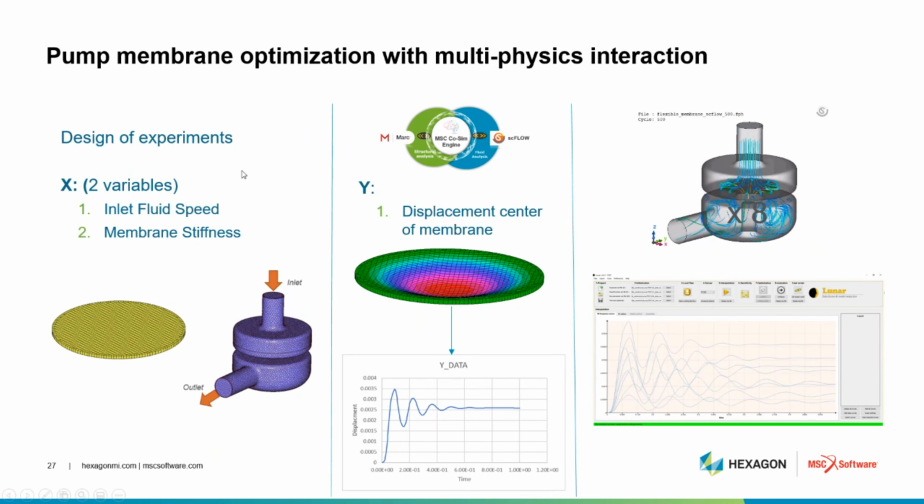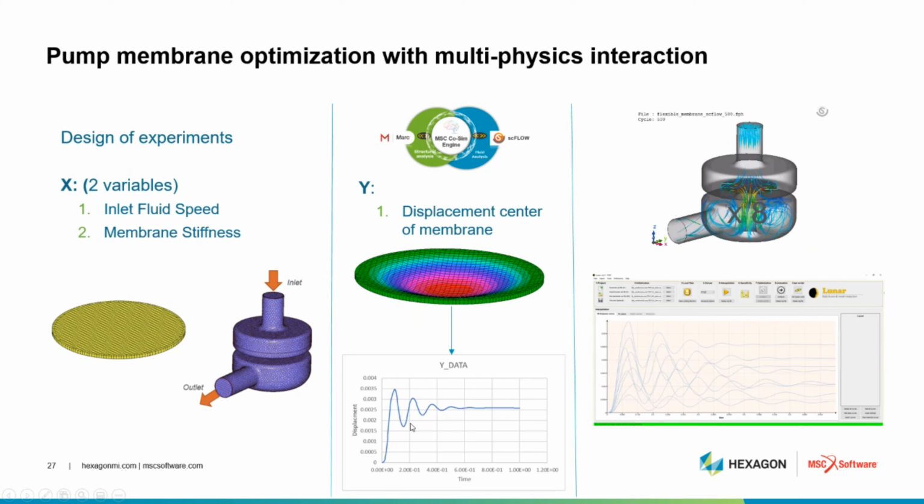Let's go for another example, but this one is multi-physics interaction. We have a fluid and we have solid, this kind of FSI simulation. We have a pump membrane here. We have an inlet velocity and outlet velocity, and in the middle of that is a membrane. From simulation, we want to know what is the displacement at the center of the membrane.